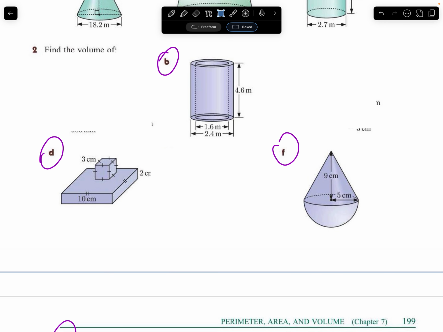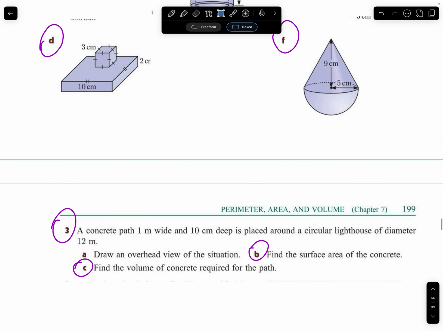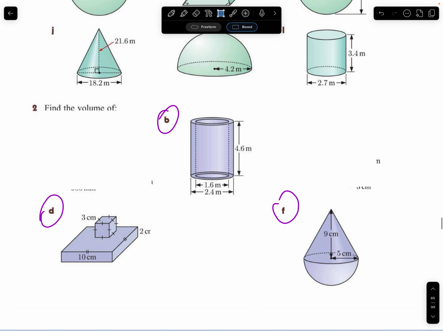Just doing a quick video on exercise 7E2. So this one here, that's a prism, but instead of it being a cylinder, the end part, the cross section, is a donut shape. So you need to find the area of the donut shape, which is a big circle take away a small circle.